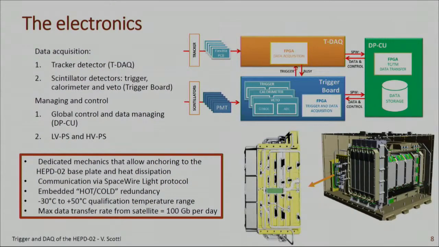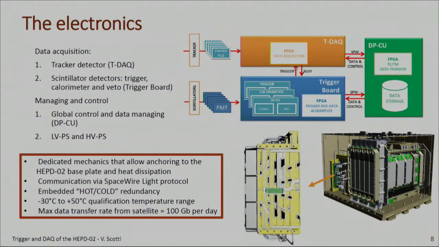Anyway, the electronics of the system is based on 4 boards. We have data acquisition electronics and managing and control electronics. The data acquisition electronics comprises both the data acquisition chain and the bias distribution for the detector. We have a board which does the readout of the tracker, and another one which reads out all the scintillator detectors, so the trigger, the calorimeter, and the VETO. This is called the trigger board and will be the main focus of my talk going on.